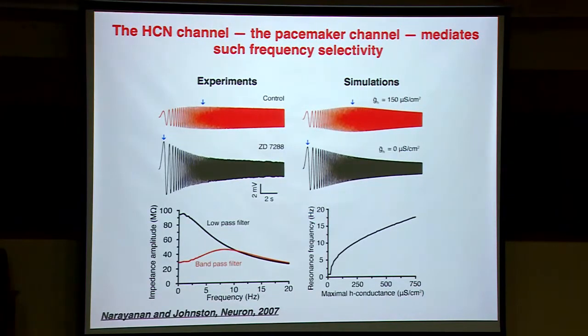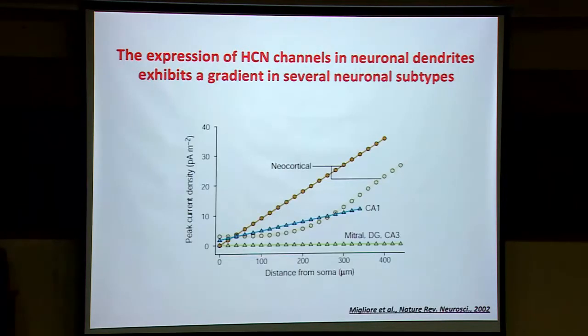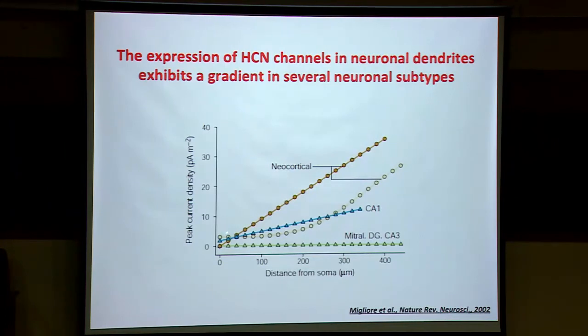And as it turns out, if the density of expression of this particular channel increases on the x-axis, the resonance frequency, the frequency at which it maximally responds, also increases monotonically. Now, I also tell you that the density of these channels is not constant across the dendritic structure, but it increases in hippocampal neurons and in cortical neurons. If you measure the density of these channels as a function of distance from the cell body, you see that there is an increase over here.